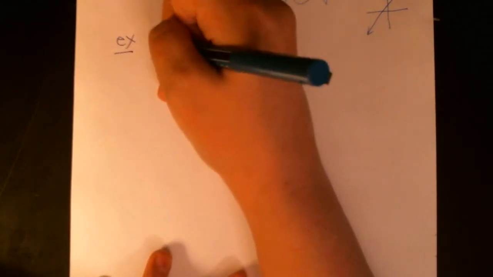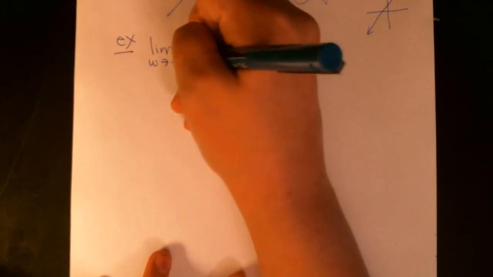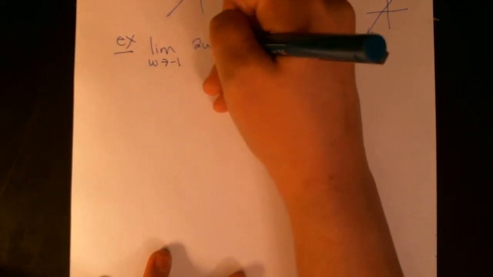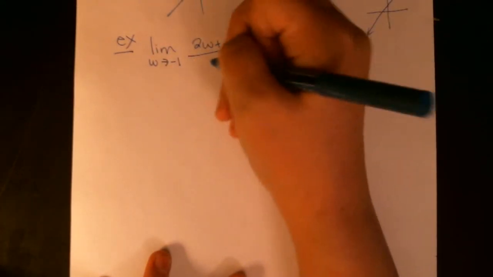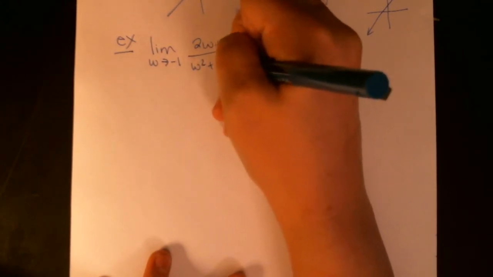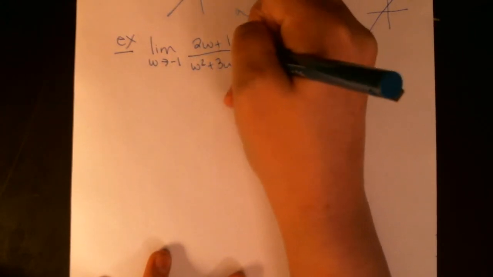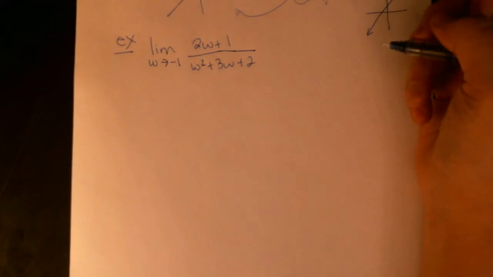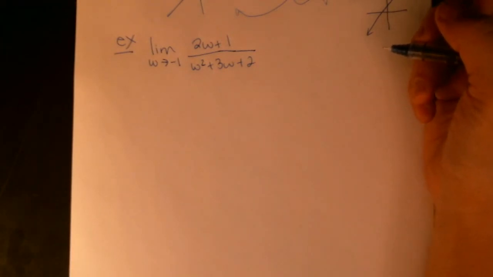Hi everyone, I'd like to tackle another example of trying to find limits algebraically. So you'll notice we're going to take the limit as w approaches -1 of (2w + 1) over (w squared + 3w + 2). You'll notice that we're working with a lot of fractions, and the reason for that is because fractions are when you get the discontinuities.